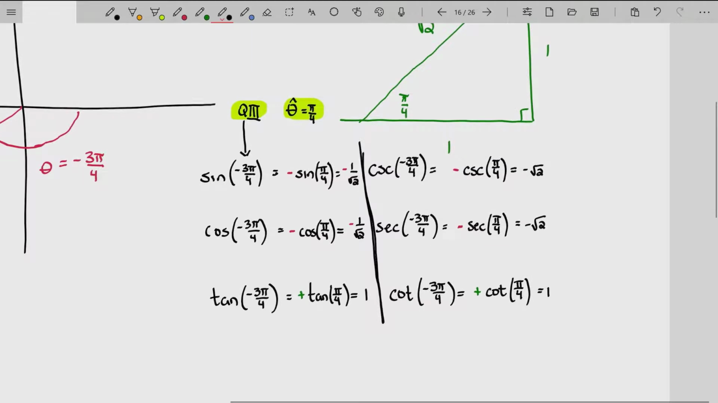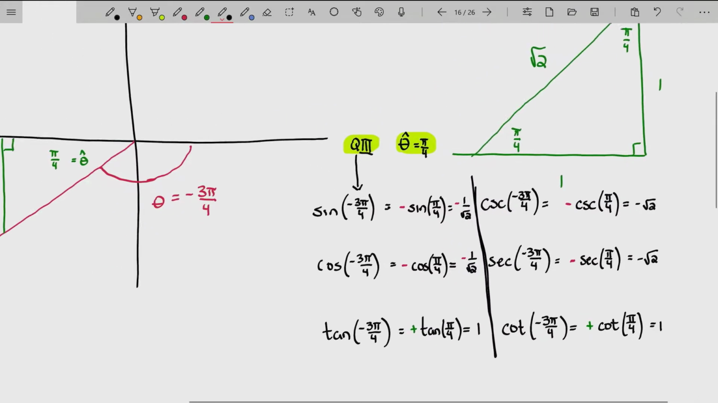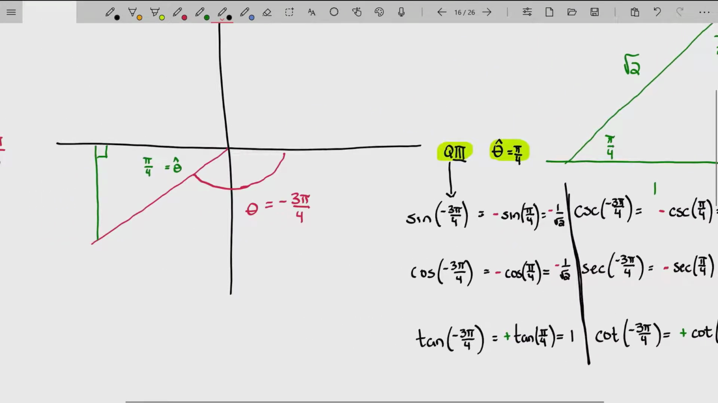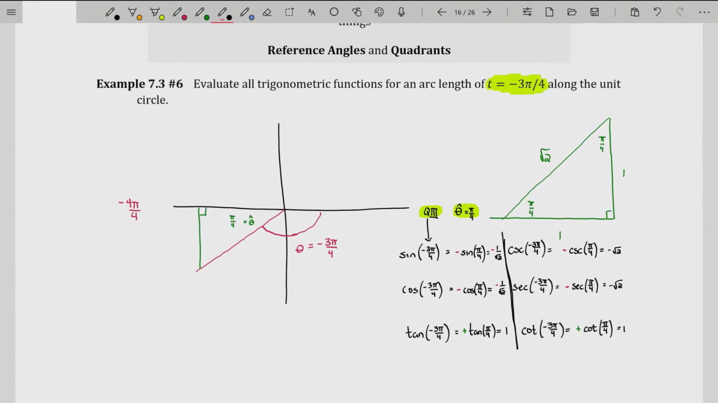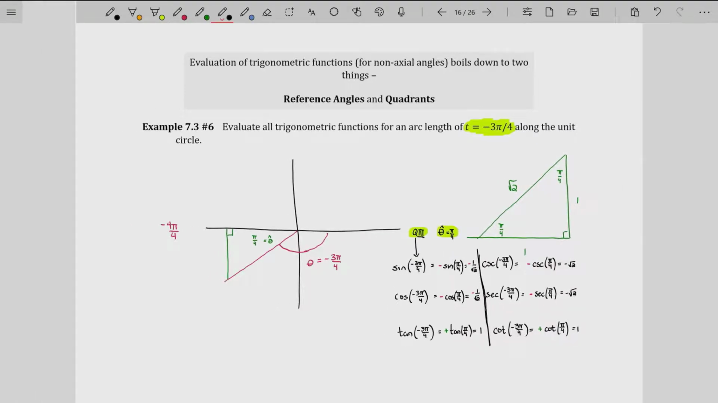So I filled all those out with barely even looking at the unit circle approach. All I did for the unit circle approach was draw. I just want to know, where does that negative 3 pi over 4 land? And then once I'm done with that, I find the reference angle and the quadrant, and I'm ready to go. Now, 2 examples, it's just not enough.